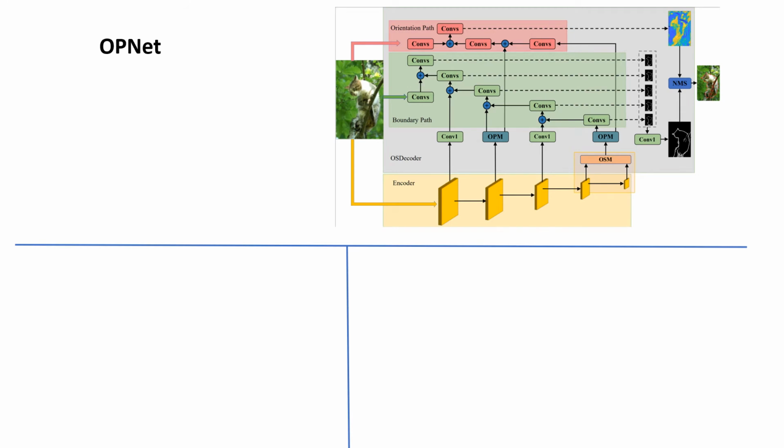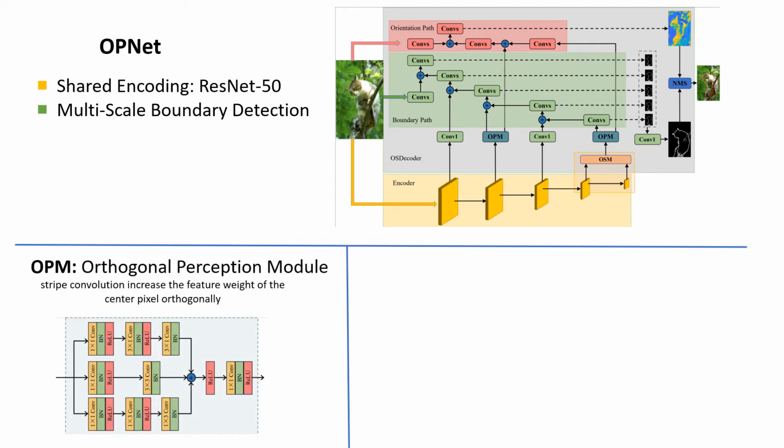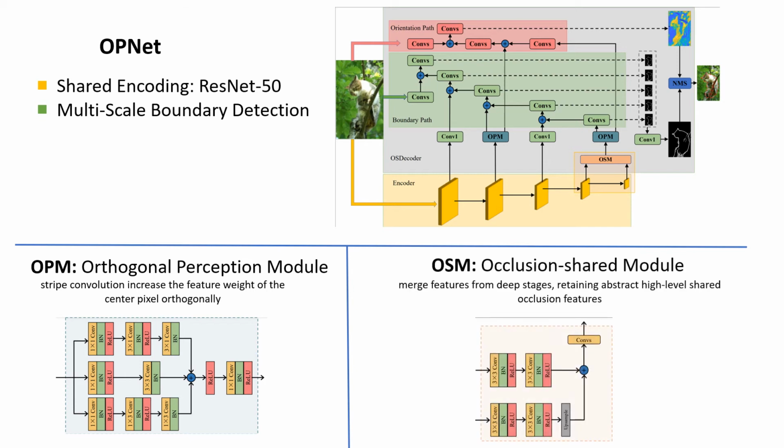As a result, our OPNet consists of 4 stages. At the shared encoding stage, an input image is first encoded by ResNet50. At the boundary detection stage, encoded feature maps are processed to produce side boundary maps at different scales. An orthogonal perception module with stripe convolutions and an occlusion shared module are introduced in this process. In the meantime, the orientation path also receives signals from OPN to produce an orientation feature map. The detected boundaries and orientations are then aggregated using non-maximum suppression to produce the final result.